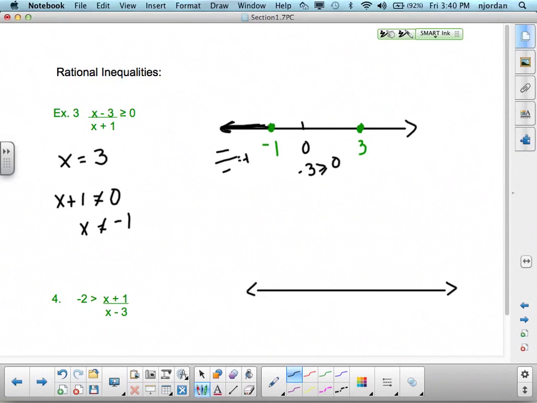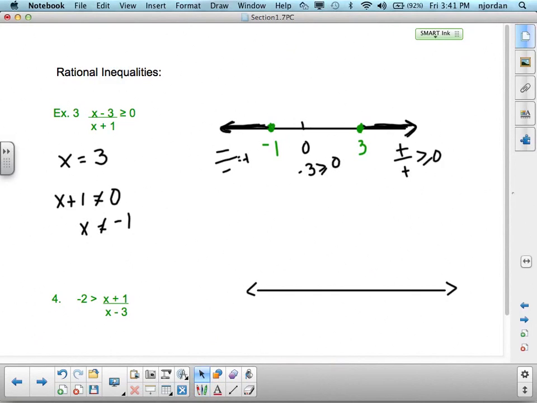And when I pick a value to the right, say 4, again, here I'm going to get a positive over a positive, and that is greater than or equal to 0. So the shading goes to the right there. Okay? Now, one thing we have to be careful of. Because I stated over here that x cannot equal -1 at all, I should not have a closed interval at -1, should I? If it can't equal -1, then we have to open that interval up.